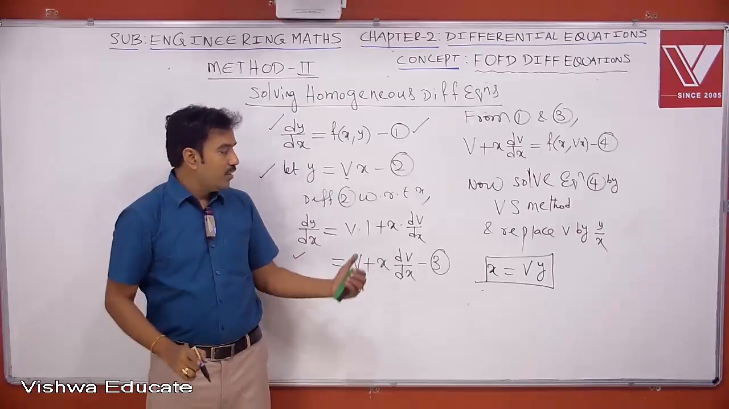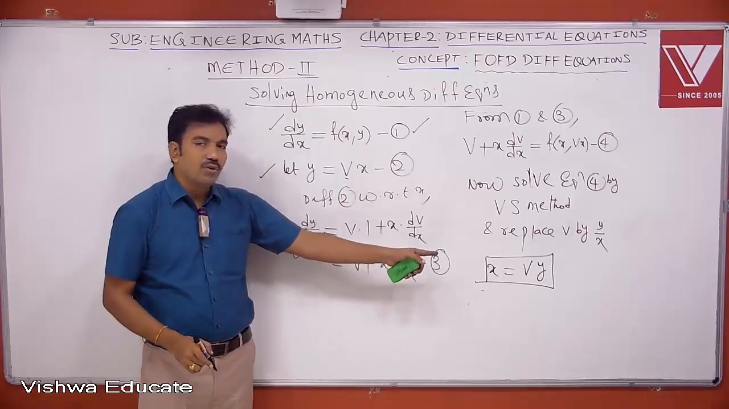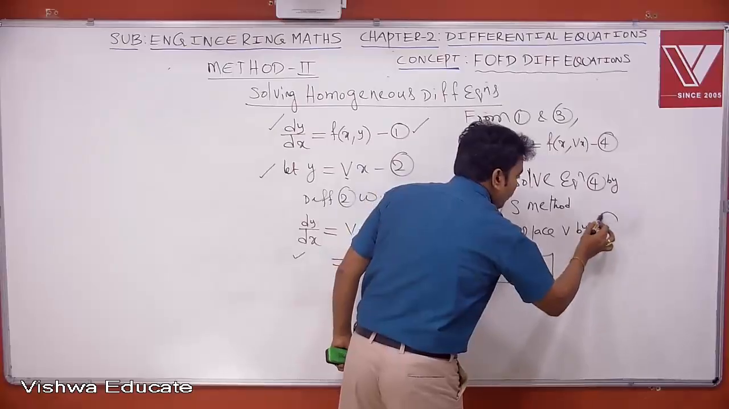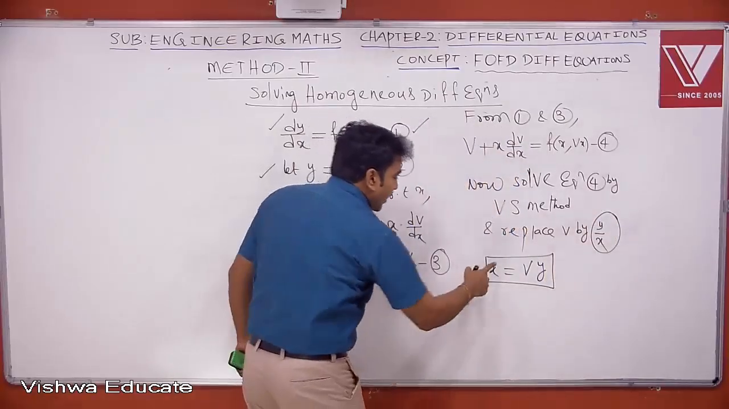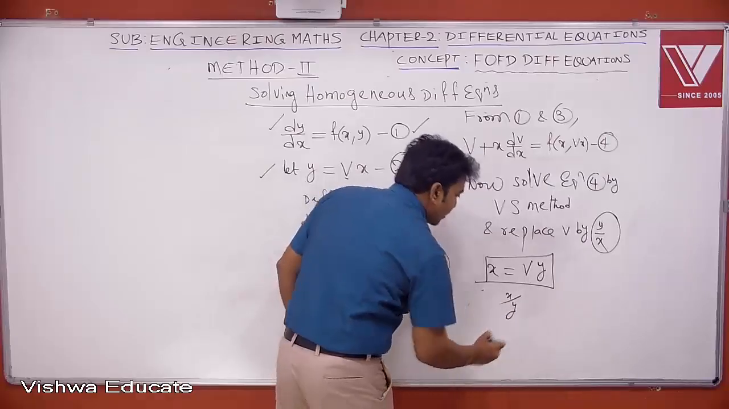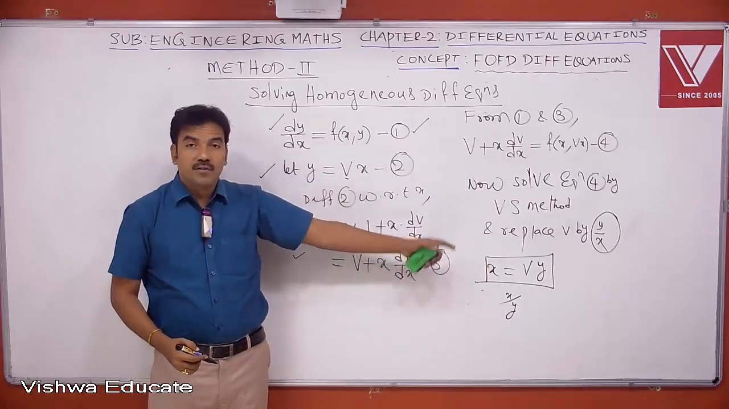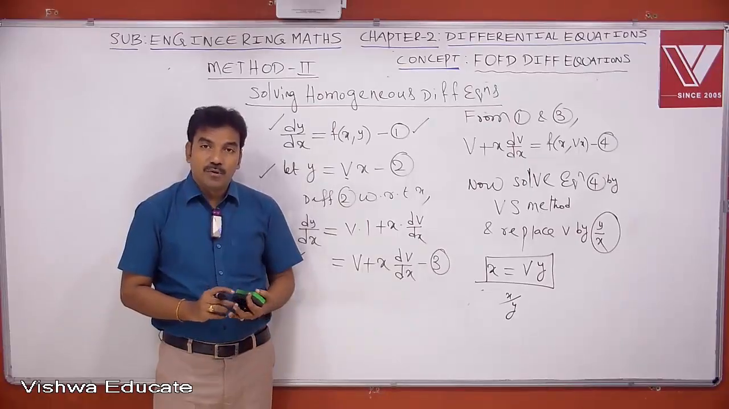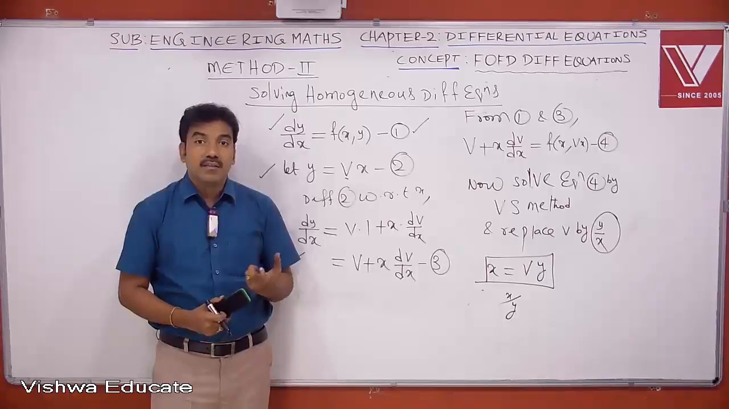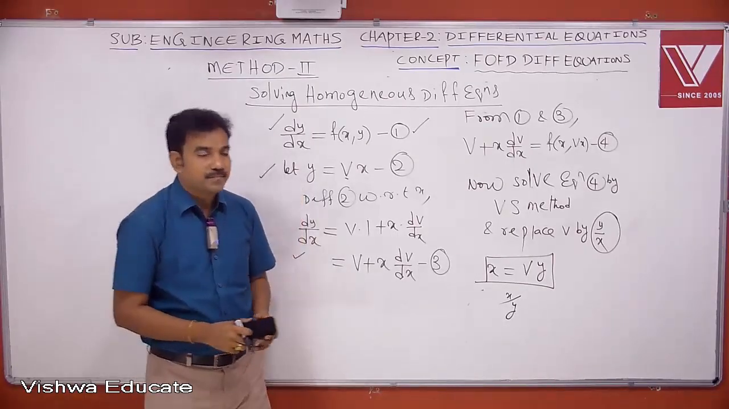Got it? So therefore, in most of the cases, we take y equal to vx, or rarely we take x equal to vy. If I take y equal to vx, the general solution will be in terms of y by x. If I take x equal to vy, finally v is replaced by x by y. In this case, the general solution will be a function in terms of ratio x by y. Therefore, when you handle a homogeneous differential equation, general solution contains the ratio terms either y by x or x by y.